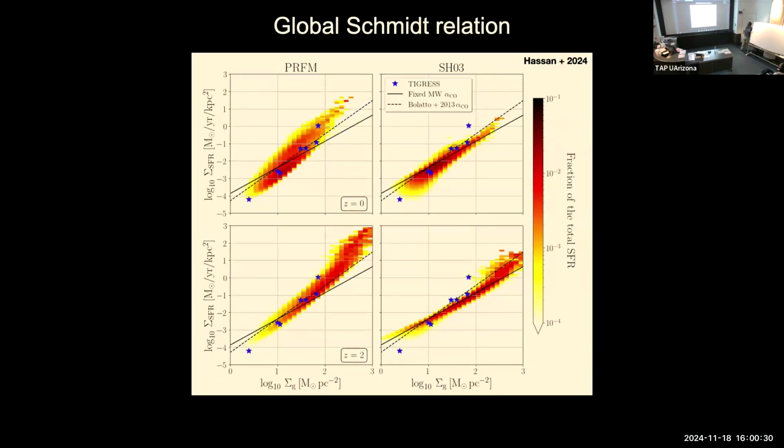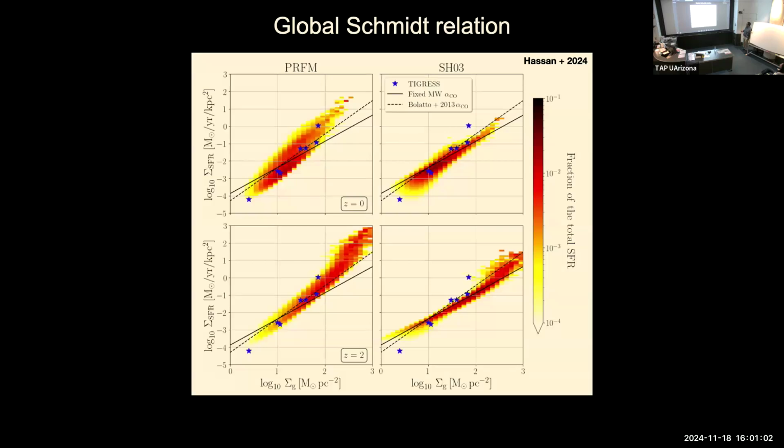The other one is the global Schmidt law. And it's the same thing, right? So light colors are the outskirts of galaxies, dark is the center, top is redshift 0, bottom is redshift 2. This is the Schmidt law, right? The surface density of star formation as a function of surface density of gas. And the stars here are the 6 simulations of the ISM that I showed you earlier, from TIGRESS. So we can overplot them to see how things look.